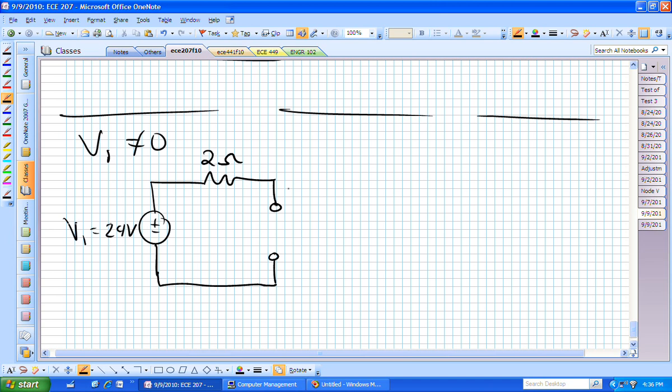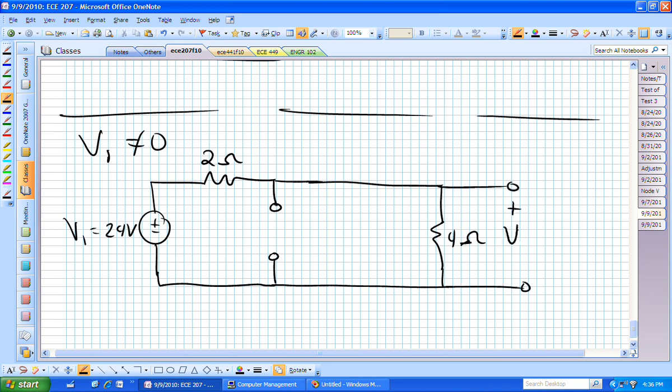Then we go over and we hit the voltage source, V sub 2, but we want it to be zeroed. What happens to it? We zero that out, which means we short it out with a bare wire. And then we hit our vertical resistor of 4 ohms, and that's now V0.